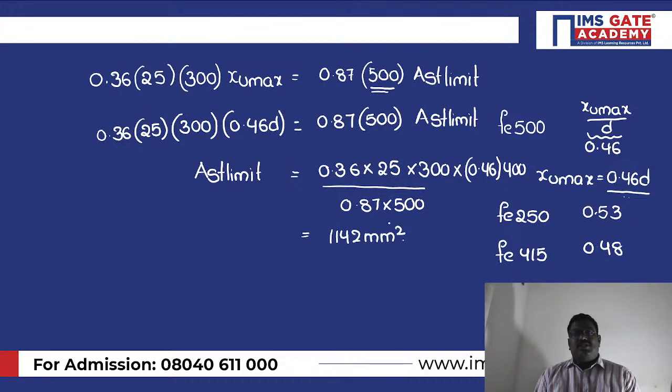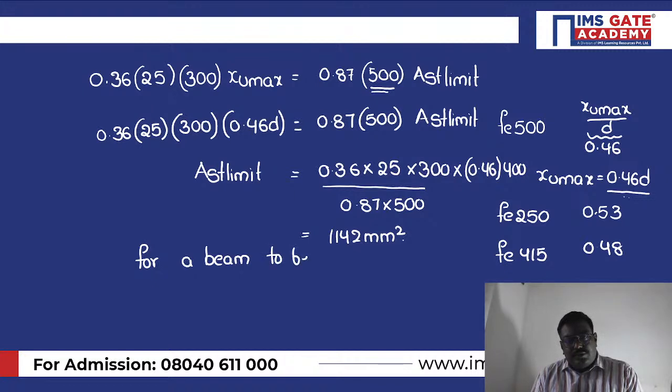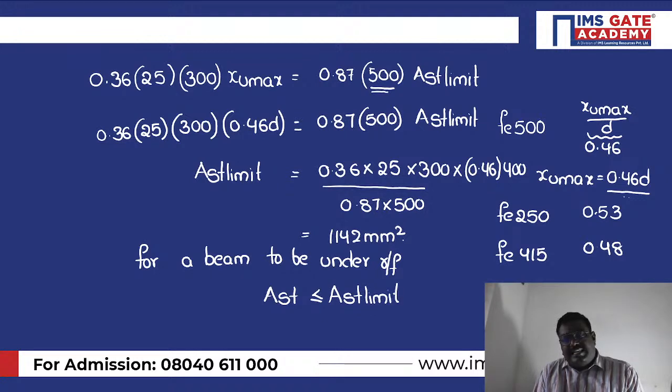See the concept, the beauty of this concept you have to understand. For a beam to be under reinforced, the condition is as simple as that. Ast should be less than or equal to Ast limiting. For a beam to be under reinforced, Ast should be less than or equal to Ast limiting.